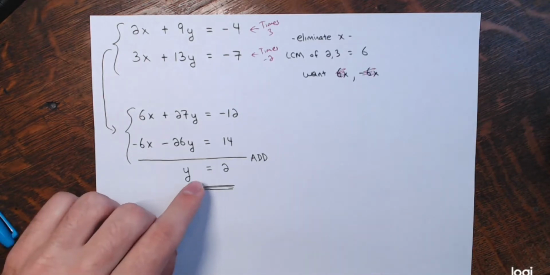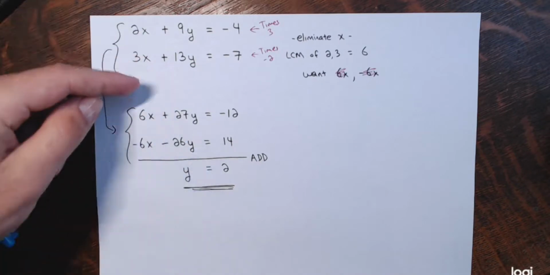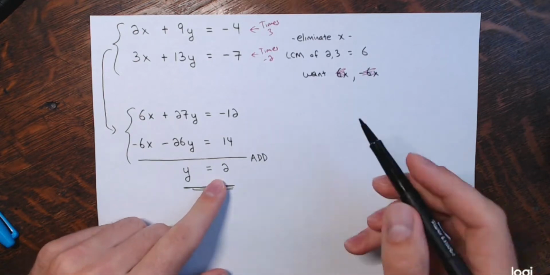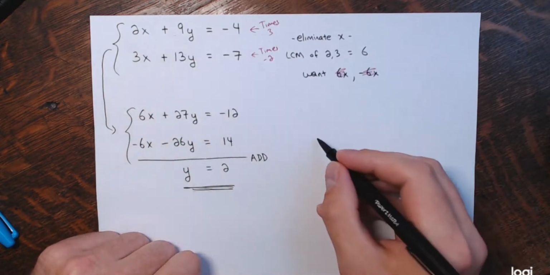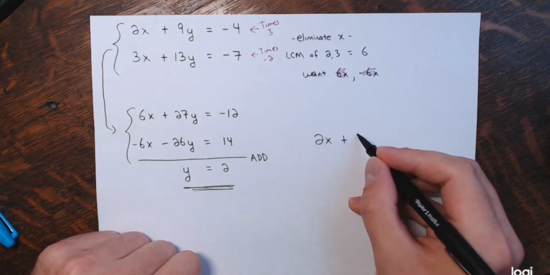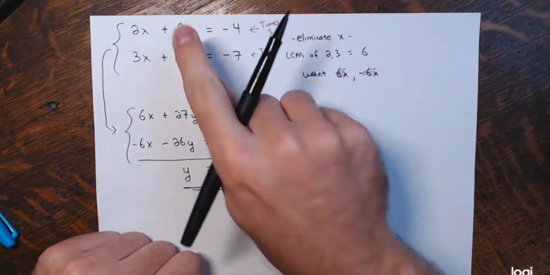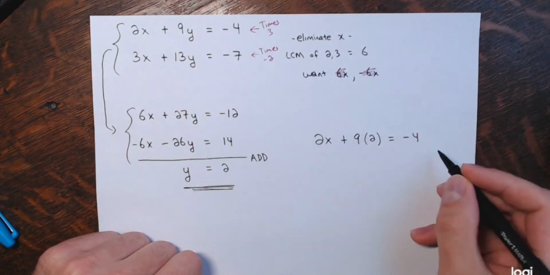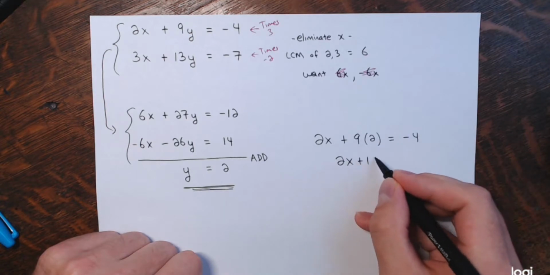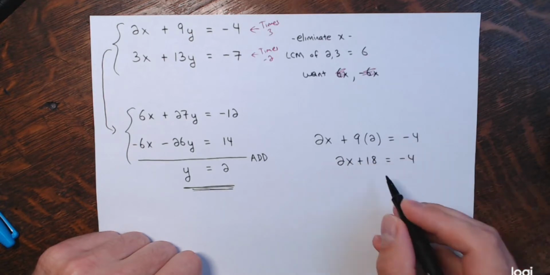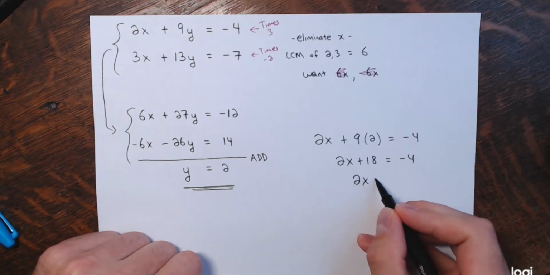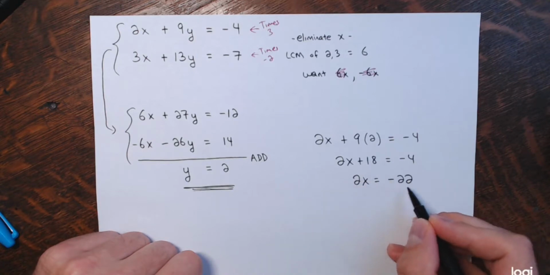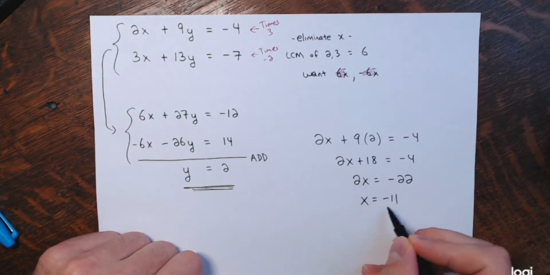Now that I have the y value of the solution, I just go back to any equation with both x and y and solve for x after substituting 2 for y. So let's go back to this first equation. Here we have 2x plus 9 times y, but I'm going to replace y with 2. 9 times 2 equals negative 4, and then solve this for x. This would be 2x plus 18 equals negative 4. Subtract the 18, we'd have 2x equals negative 4 minus 18, which is negative 22, and then dividing by 2, x would be negative 11.